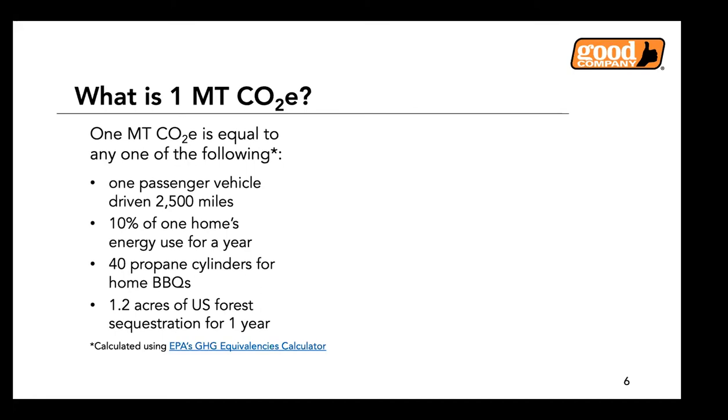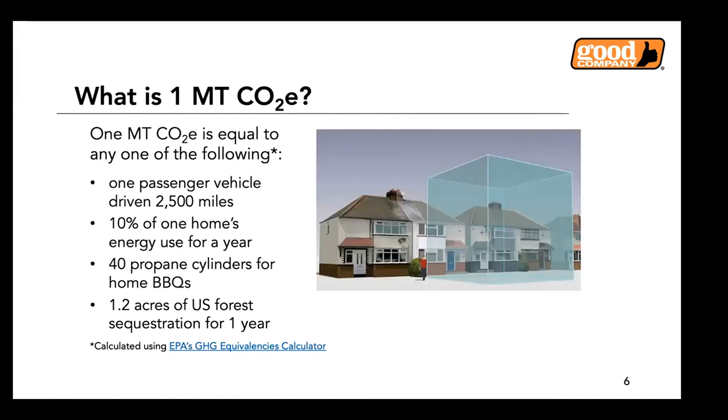Or it's also equal to the amount of carbon sequestered in 1 year's time by 1.2 acres of average US forest. If you're interested in what it looks like, that's what this image shows. This is the volume at ground level for a metric ton of carbon dioxide equivalent. You can see it's about the size of a single family home. And I like this picture because you can almost imagine stacking these boxes on top of each other around the earth. And that's what's forming the insulating layer that is our climate change problem.